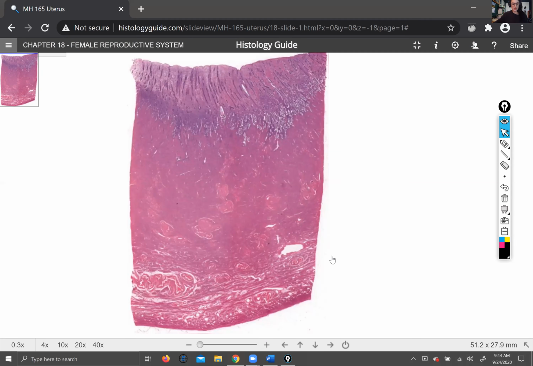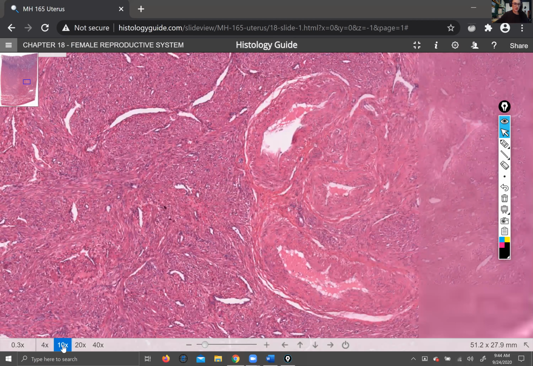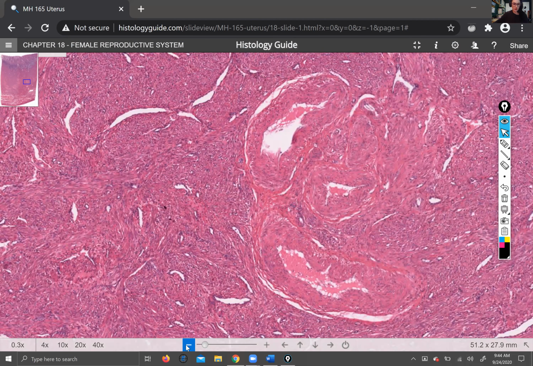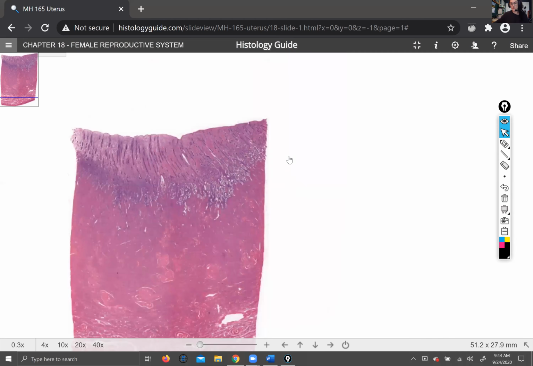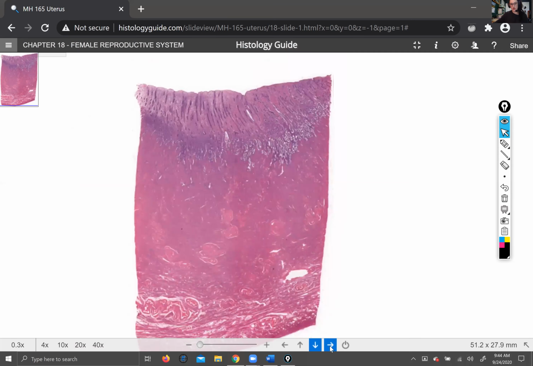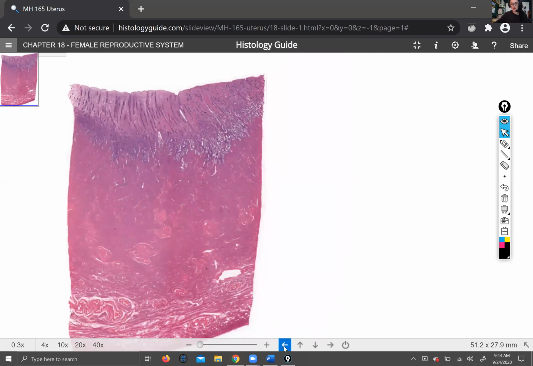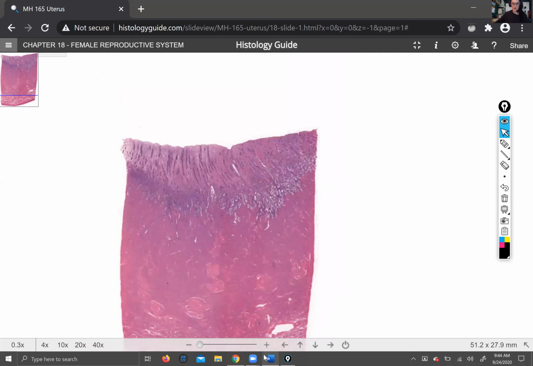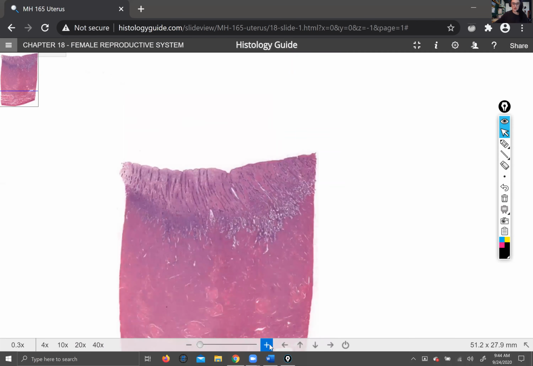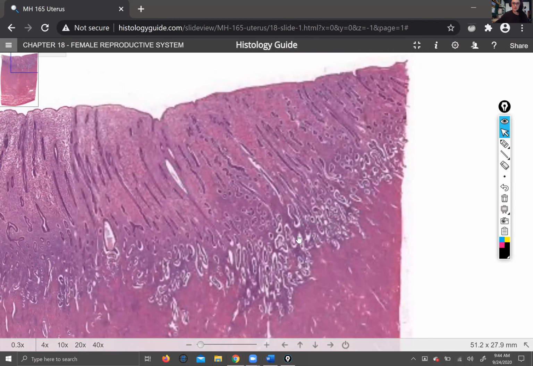So with Histology Guide, you can navigate by clicking the magnification buttons, or you can just use the slider, and you can drag the slide around, or you can use the arrow buttons. I prefer dragging and then using the slider just because it gets me a little bit more precise magnification, but you can navigate however you see fit.